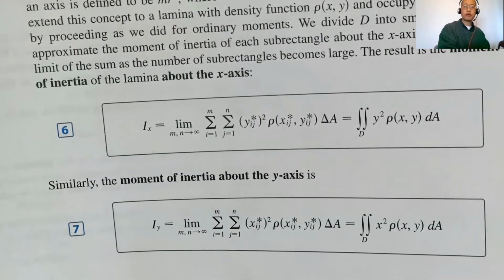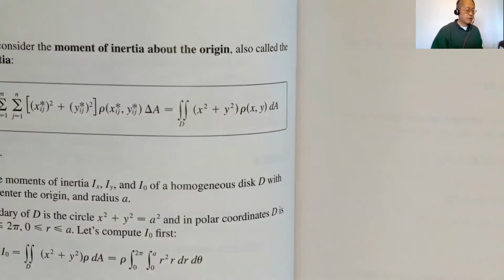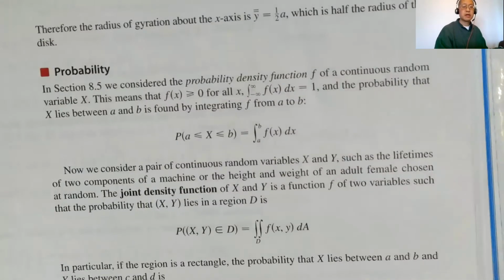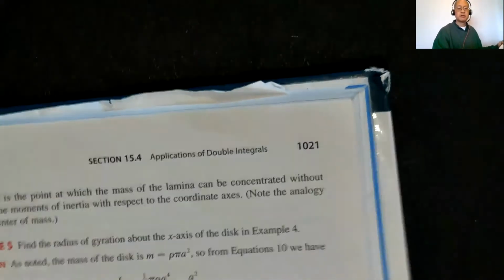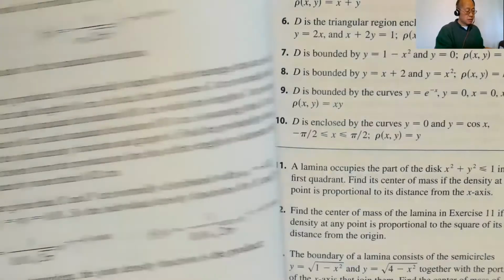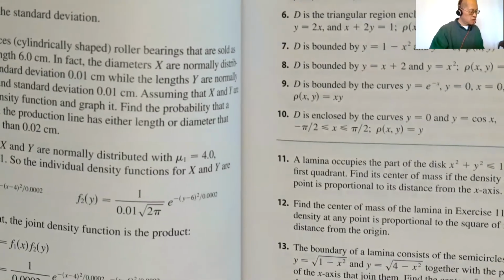And I decided not to give you any moment of inertia. There's nothing wrong with it. There are formulas there. But the whole idea is just kind of to give you a taste of it. And there are some probability issues if we wanted to, but we don't want to. On page 1021. So here we go. So 15.4, we didn't have that many problems.